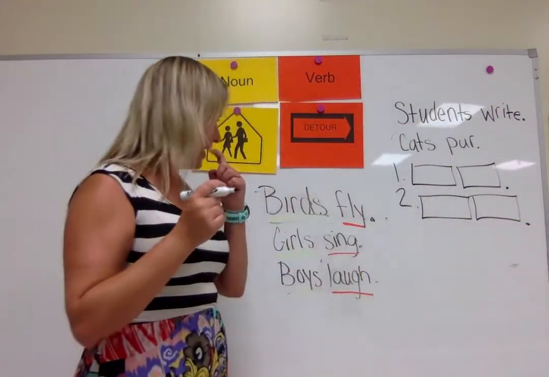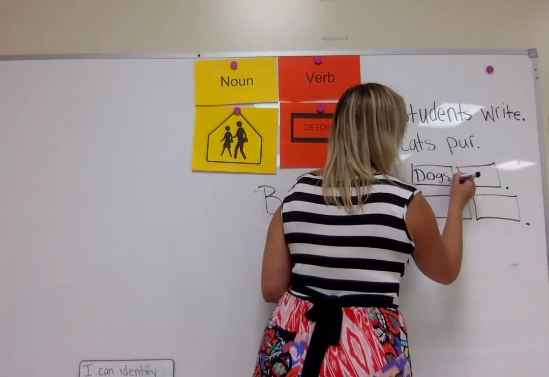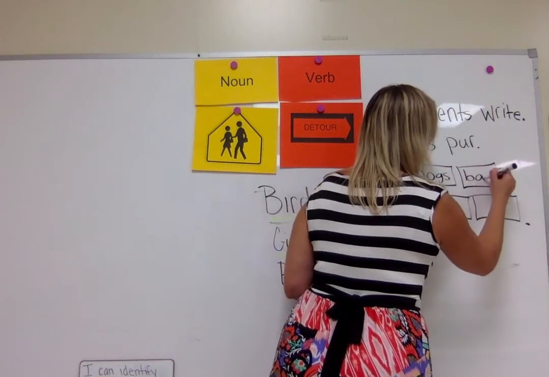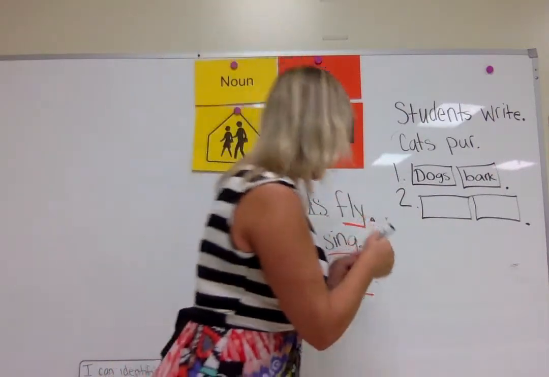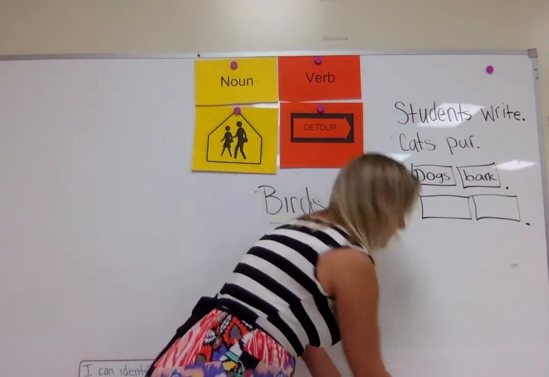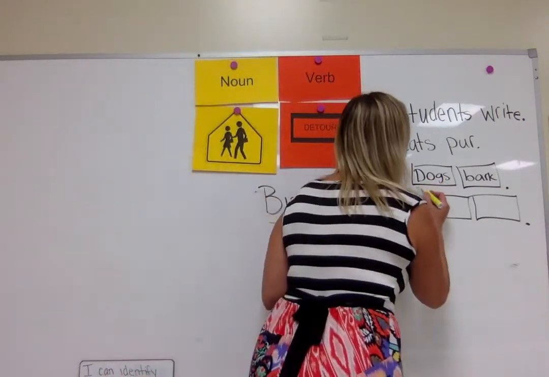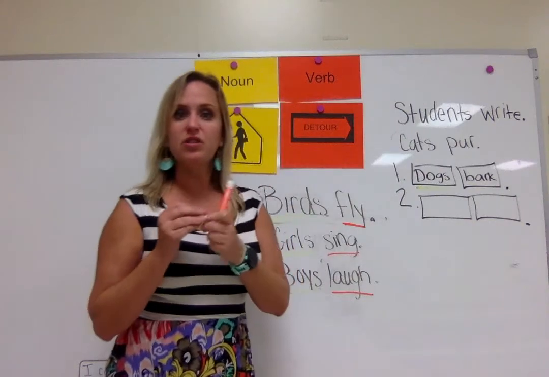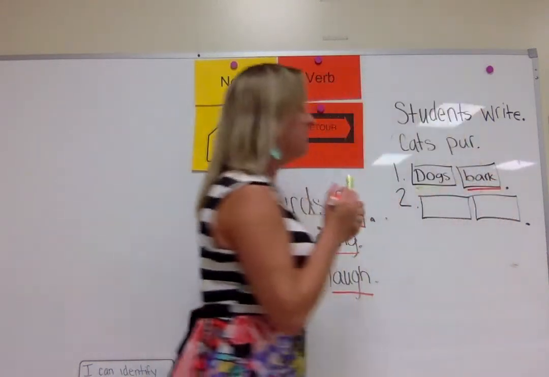So, for instance, I could say dogs bark. Okay? You can't use that one. That one's mine. You got to think of your own, okay? And then you still have to color code it. So, dogs would be my noun, my person, place, or thing. And what do the dogs do? They bark, okay? So that's going to be my verb, okay?